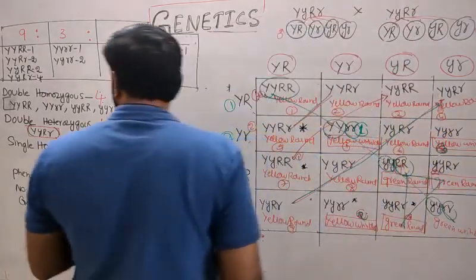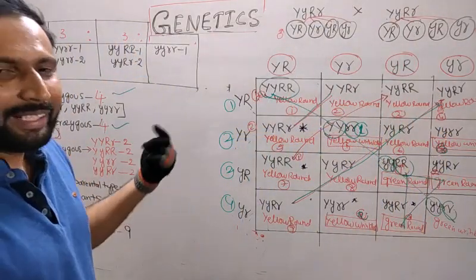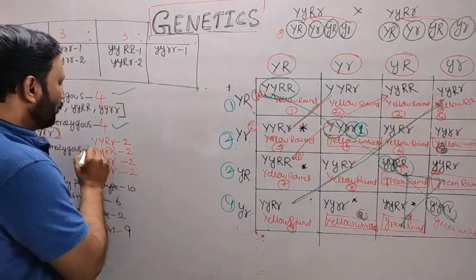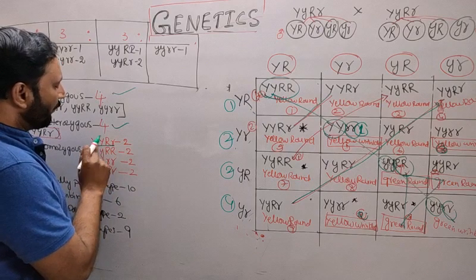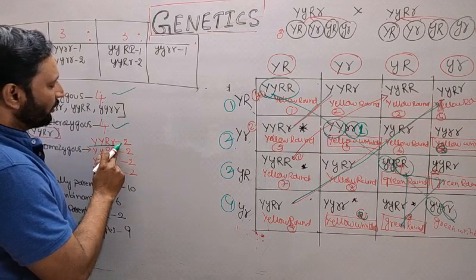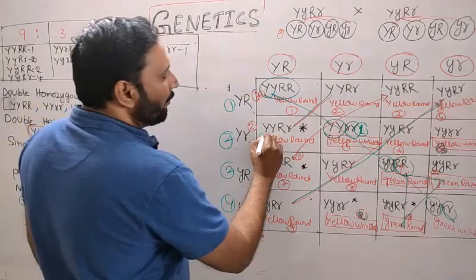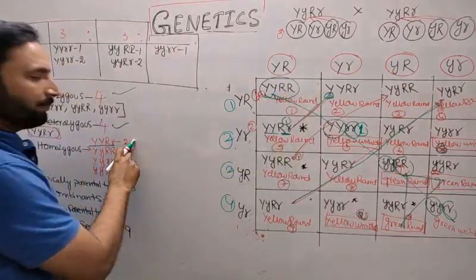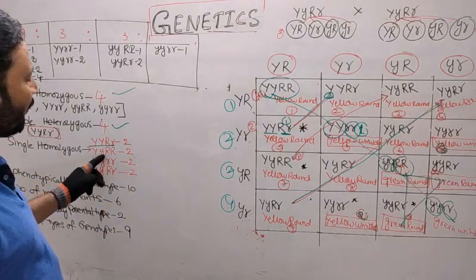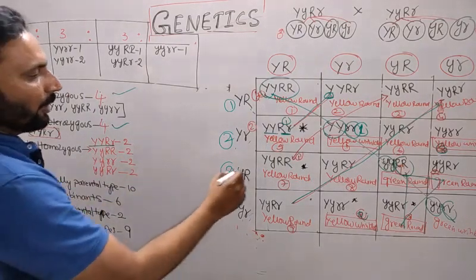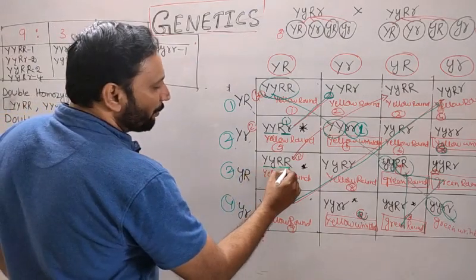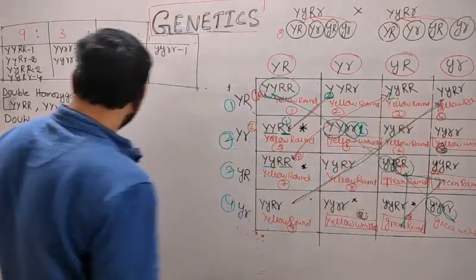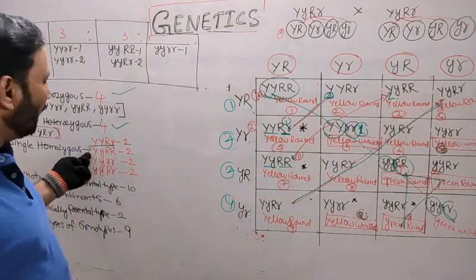Then how many are single homozygous? It means in one character homozygous, in another character heterozygous. For example, you look at here. Capital Y is homozygous, the other is heterozygous. So how many are there? Capital Y, capital R, small r. 1, 2. 2 are there. Then capital Y, capital R. So how many are there? 2. So this is single homozygous.